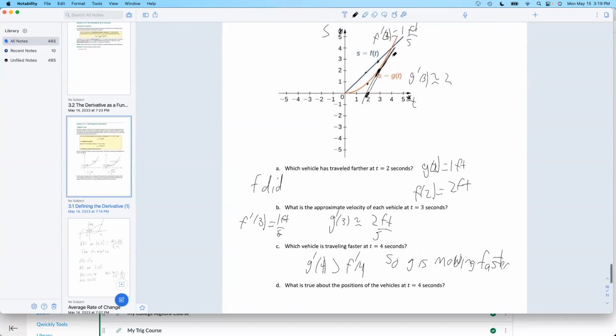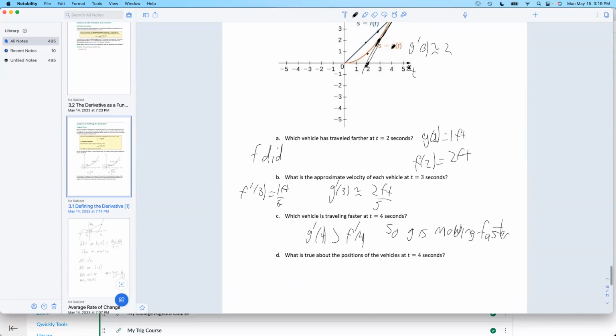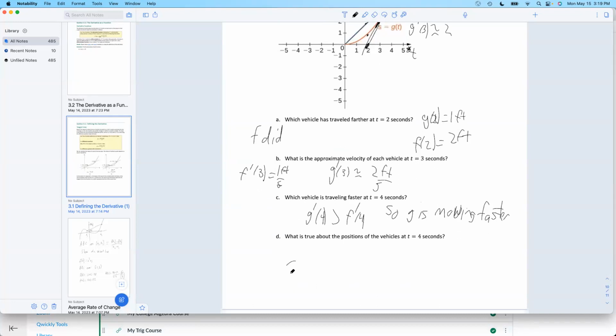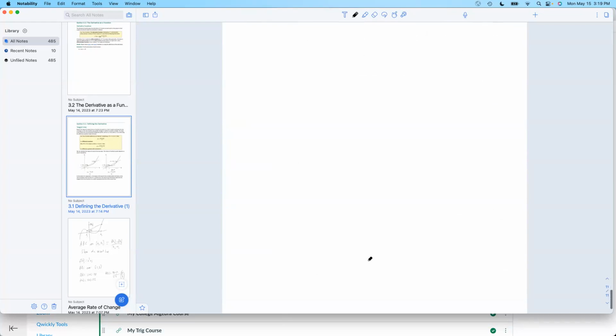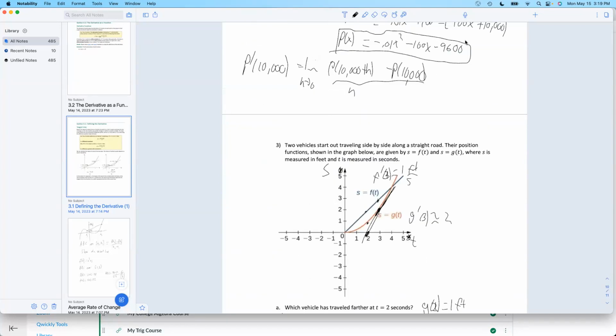Now, how far have they traveled? Well, look, they're going to run into each other. After 4 seconds, they've moved exactly the same distance. They're both 4 feet away from the origin. So they've moved the same distance. Okay, that's a good place to stop here.